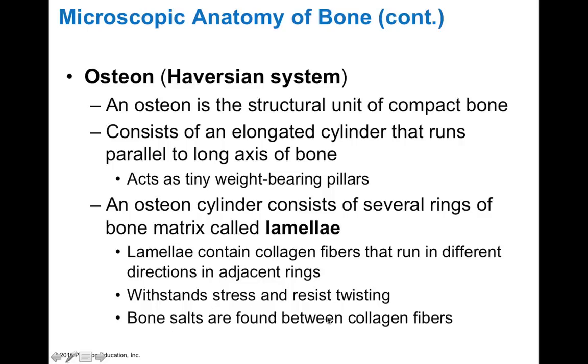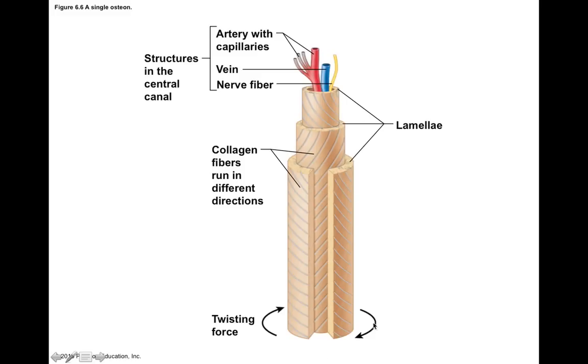Now, bone salts are also found between collagen fibers, which makes bone hard. So looking at the example here of an osteon, you see there are these concentric rings of bone called lamella, and the collagen fibers within these lamella run at opposite angles. That way it resists different types of stress here.